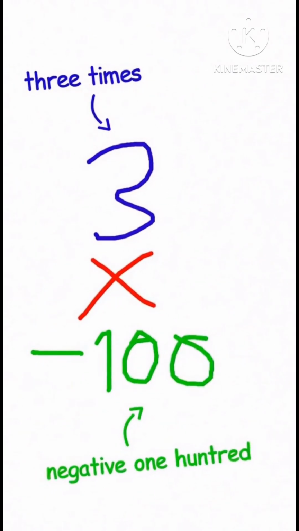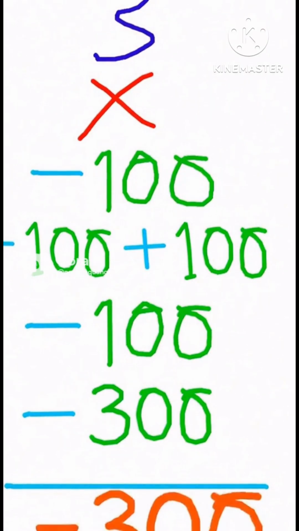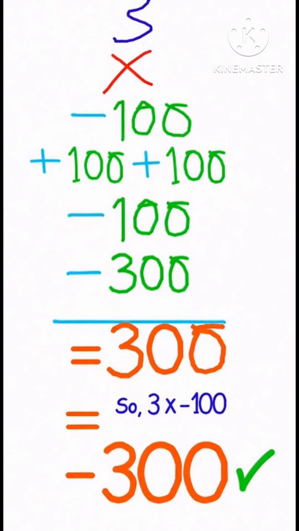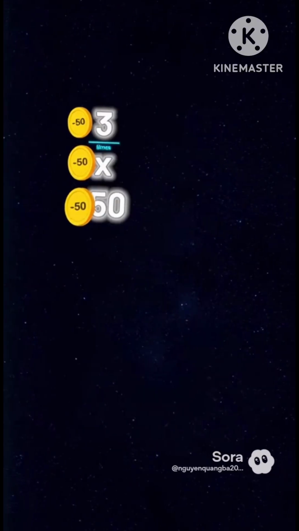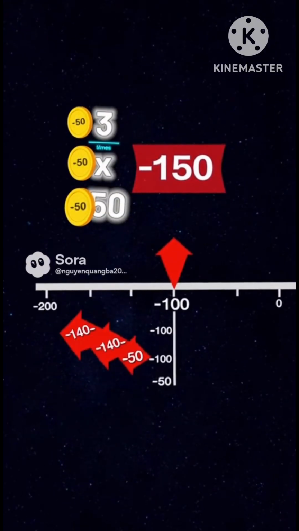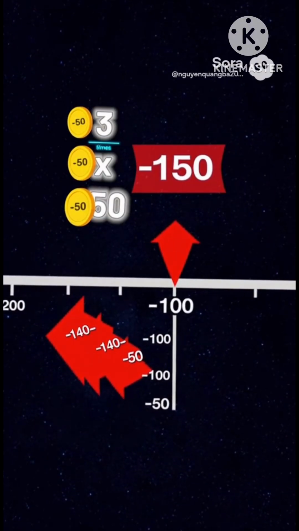3 times negative 100. What does that really mean? It means we add negative 100 3 times. Negative 100 plus another, stack them up. Here's 3 copies of negative 50. Stack them together and you get negative 150. Because each time we move another 50 to the left on the number line, we land farther in the negatives. 3 jumps of minus 50.